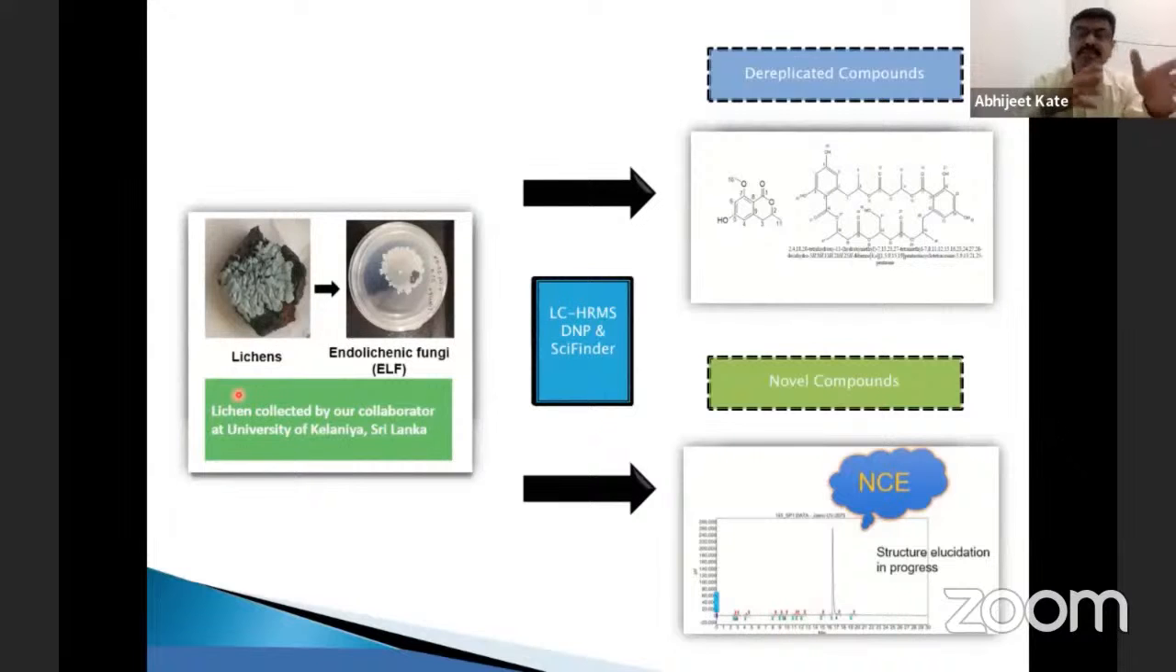Because growing the lichen in the lab is again a difficult task, we don't want to work on something where large-scale or sustainable production will be difficult. We wanted to work on something we can grow in the lab on a large scale. So we wanted to work on the endolichenic fungi which reside inside the lichen, and we can produce these compounds.